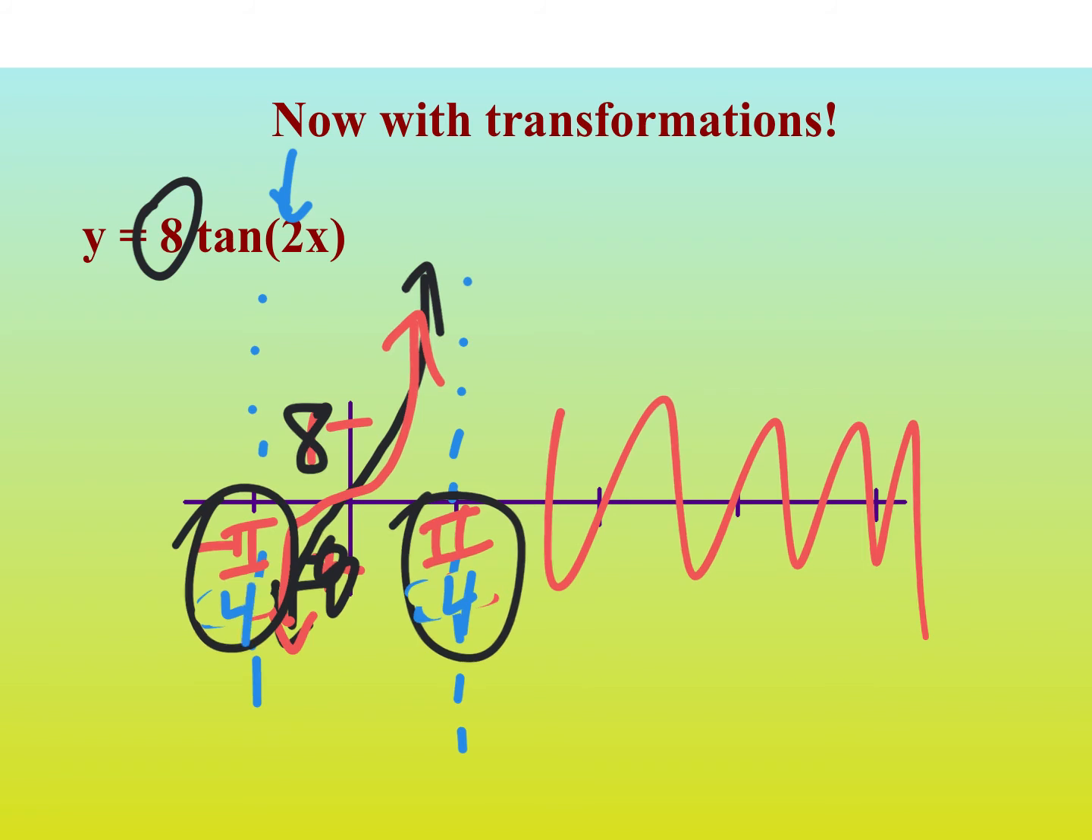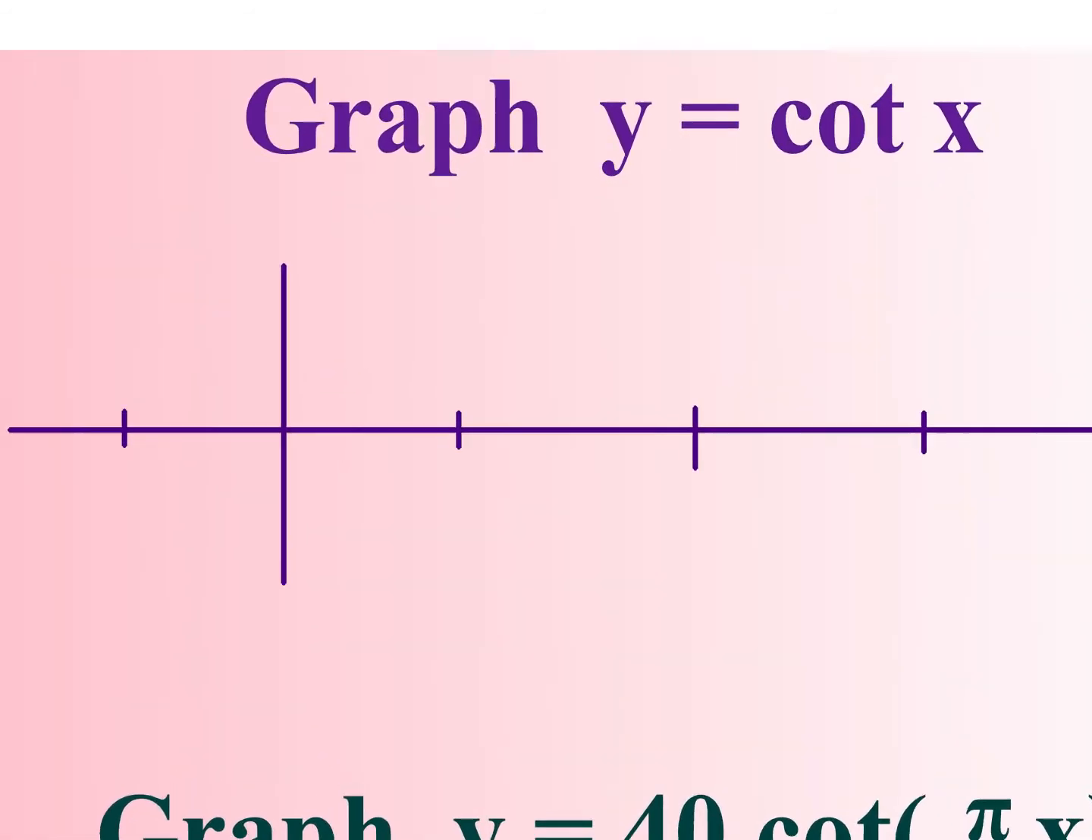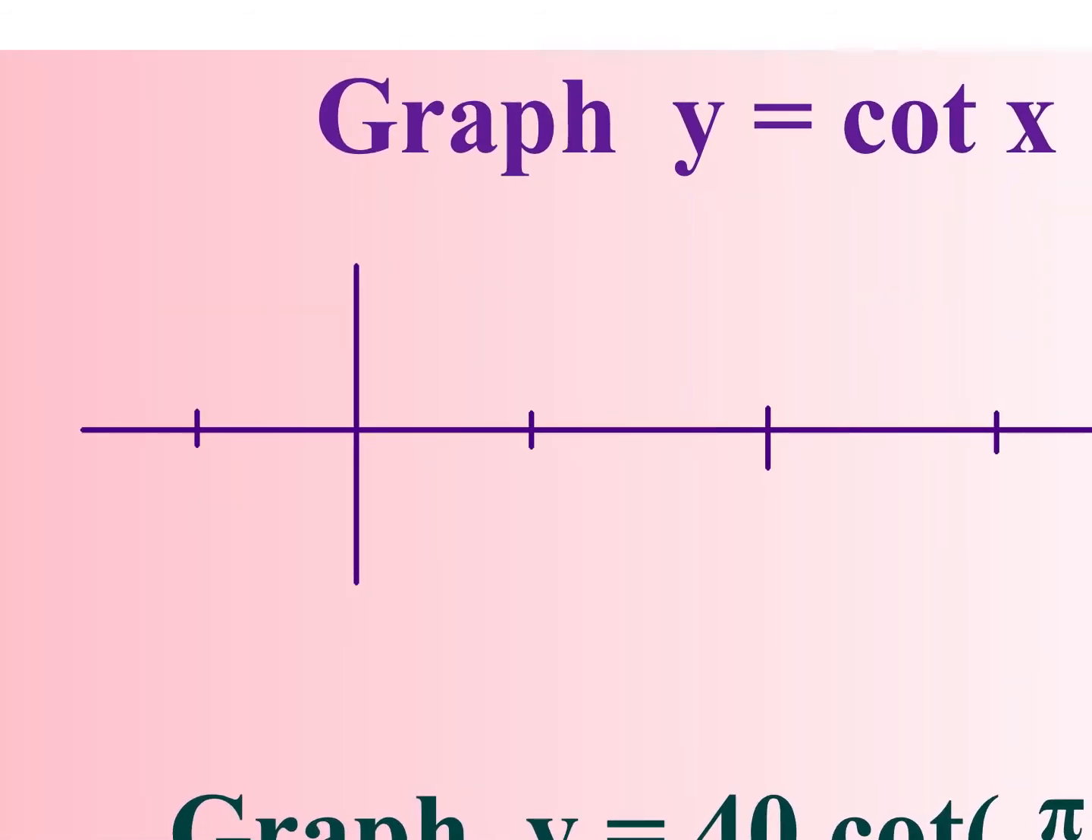How many of you would have had that one right? Cool. So then, how about cotangent? You would think it would stay in the same spot and just go the other way, which would be like this. But it doesn't.